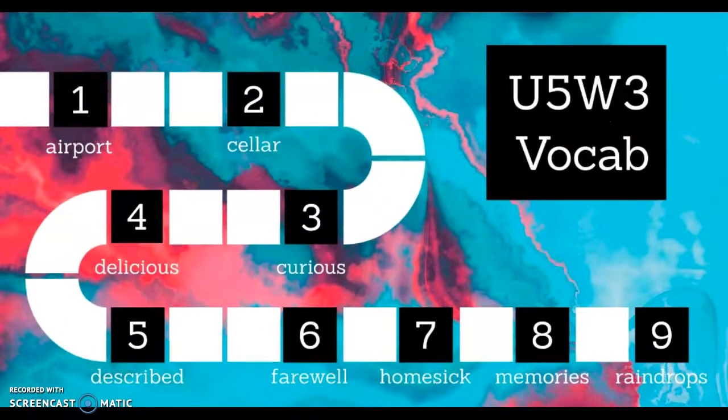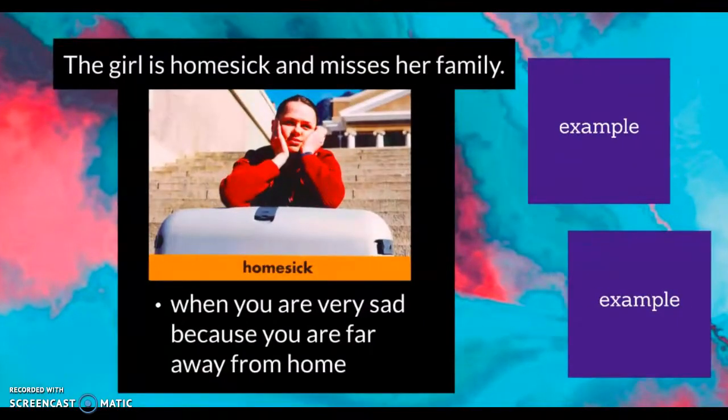Number 7 is homesick. The girl is homesick and misses her family. Let's say that word together. Homesick. Homesick is when you are very sad because you are far away from home.